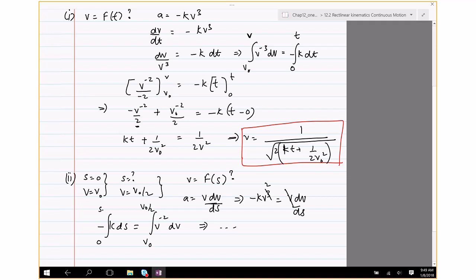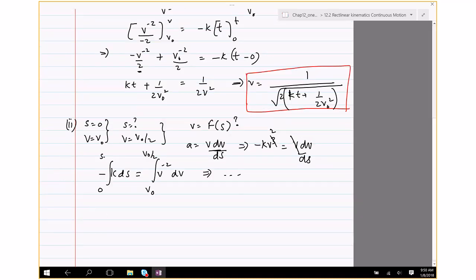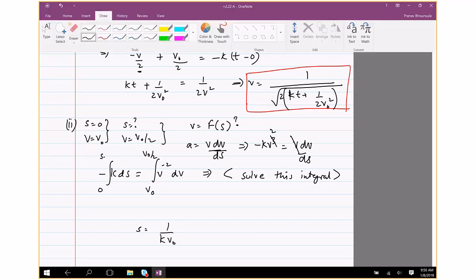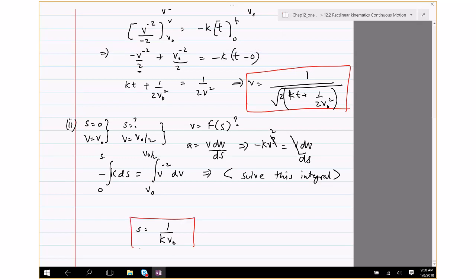Since I'm running out of time, I'll leave the calculation to you. I'm just going to write the final answer. So you've got to fill this in and solve this integral. What I get is s equals 1 divided by k times v0. That's the final answer, but please try to solve it by yourself.